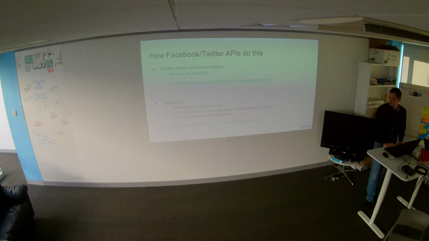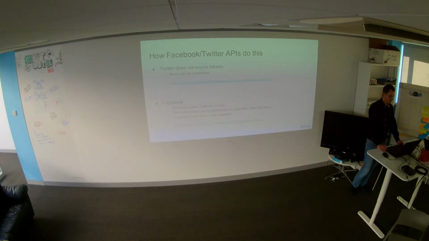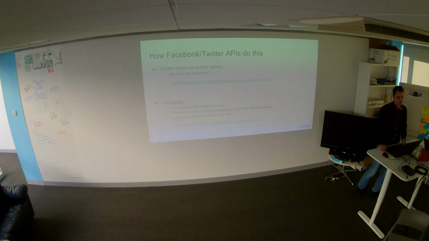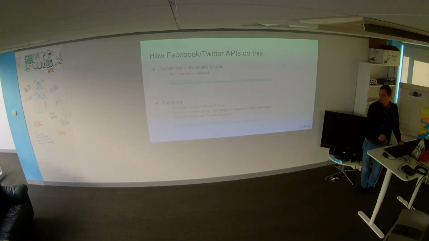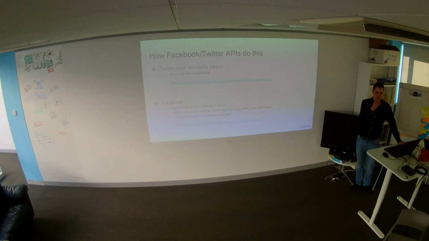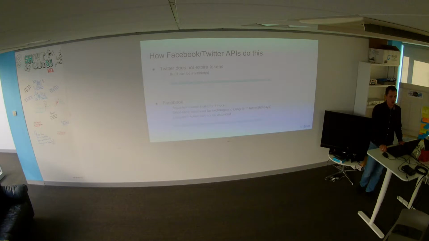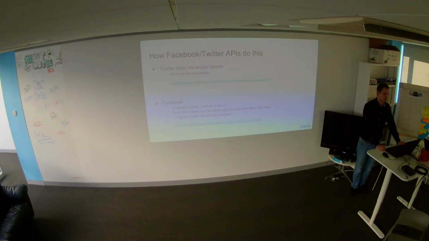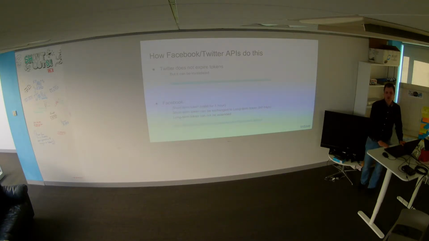Now, when we come to refresh tokens, this is how Facebook and Twitter do it. So Twitter does not expire tokens at all. They are valid indefinitely. Of course, they can invalidate them for any reason, but in theory, it's valid forever. And Facebook, when you sign in to their API, you get a short-term token that's valid for about an hour. And you can immediately afterwards exchange it for a long-term one that's valid for 60 days. Once you have the long-term one, you cannot extend it. So after 60 days, you have to ask your user once more for a new access token.